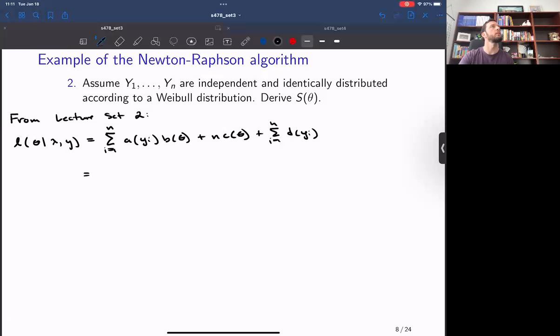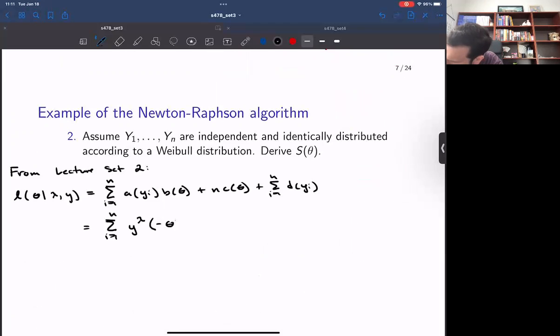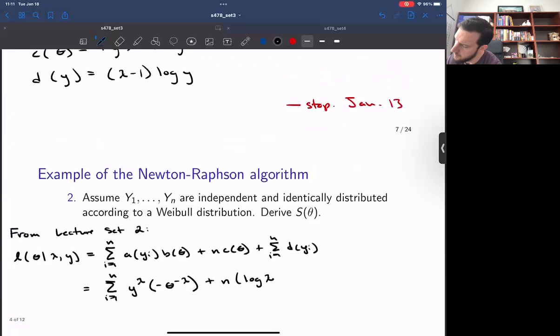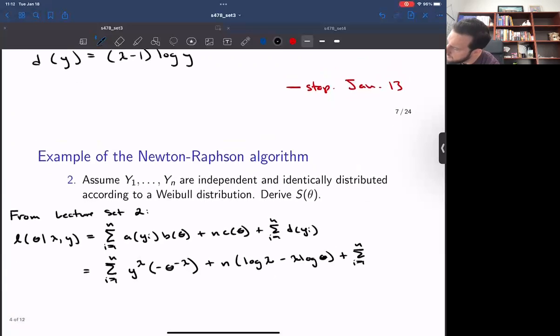All right, so that means that our log likelihood should be the sum from i equals 1 to n of negative y to the lambda, multiplied by theta to the negative lambda, plus n log lambda, minus n lambda log theta, plus the sum from i equals 1 to n of lambda minus 1 times log y.